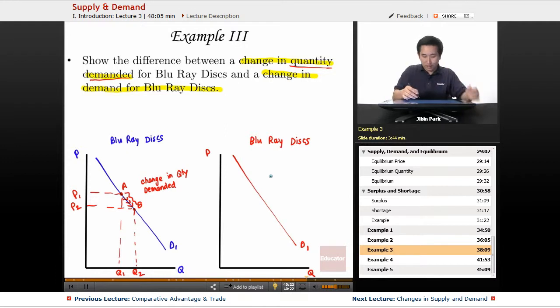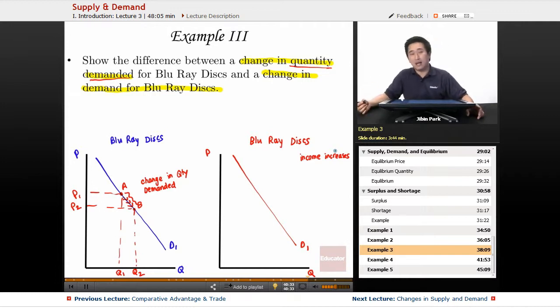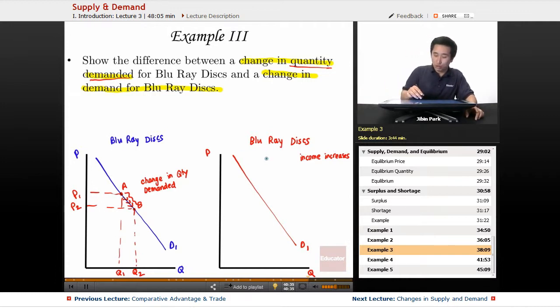Whereas if here, let's say that income increases in a community. So income increases in the community. Let's say the average income increases by $10,000 in the community. Then Blu-ray disc being a normal good, what's going to happen is that there's going to be an increase in demand, not just in quantity demanded. So it's not the price change. It's basically at every single price level. So, at $3 or $4, there's going to be an increase in quantity demanded at every price point.